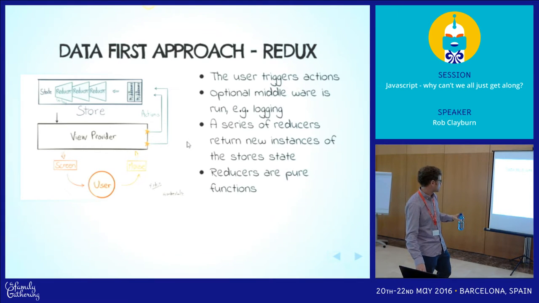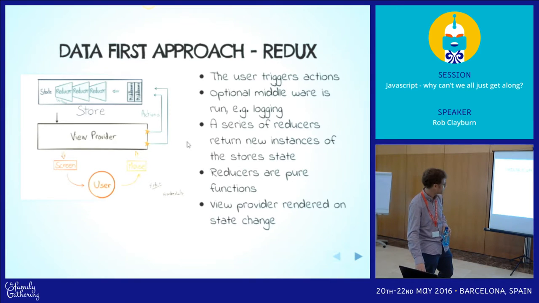So the reducers are pure functions, which means you can very easily test them. What goes in should come out. There's no internal changing of things. And then finally, once the state has changed, the view provider will update itself. So we're not involved in manipulating the DOM ourselves.